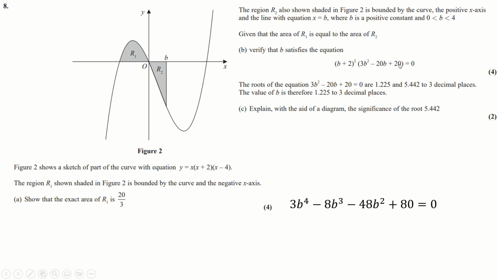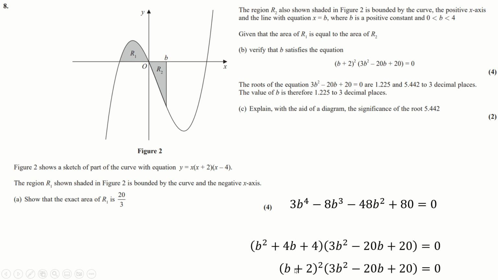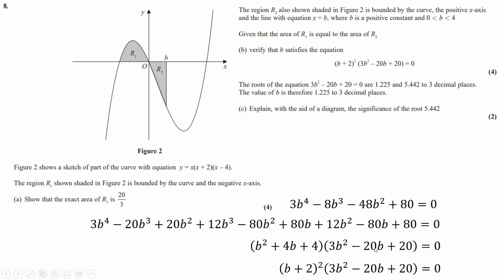I just whacked this at the bottom of the page and then started expanding. So I expanded this b plus 2 all squared as b plus 2 times b plus 2, which gives you this. And then I expanded again. I did this times this, this times this, this times this, and then this, and then this, and then this, and got me this line. And then I wrote up the page like so.